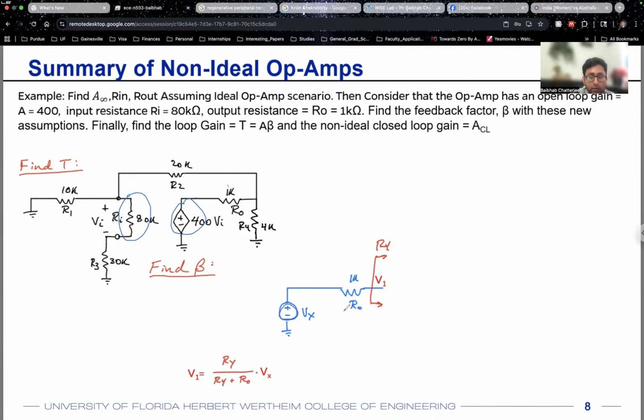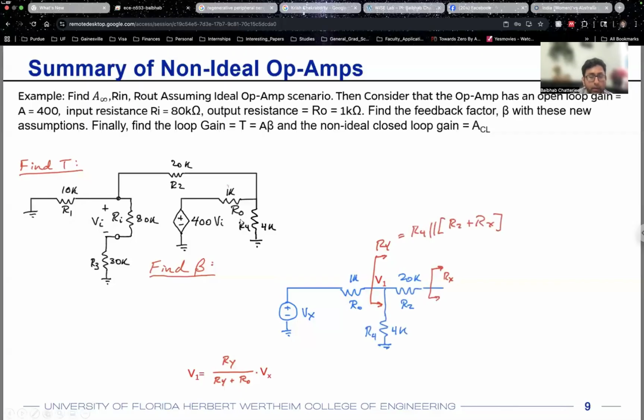First thing you see is the RO resistance, that is 1K. If the resistance after RO is denoted as RY, let's say I don't know what that resistance is, but I'm just representing it as RY. I don't care about the value of it, but if it is RY, then V1, the voltage at this point, is going to be RY divided by RY plus R naught times Vx. Just a very simple voltage division.